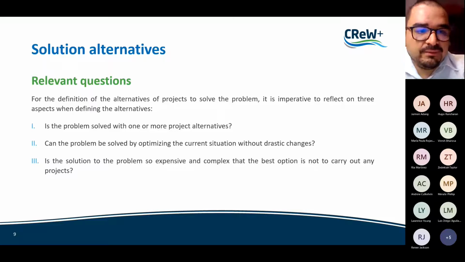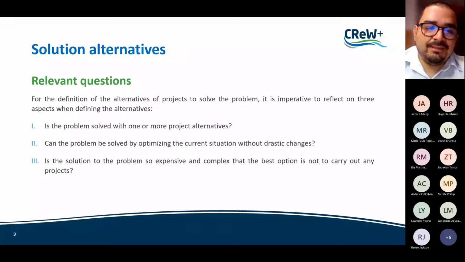Well, we have these three relevant questions. Again, is the problem solved with one or more project alternatives? For example, if we are talking about poverty, that is a multidimensional problem. It is impossible to design one project that will solve all the alternatives, right? We maybe are going to need a project portfolio in this case. Can the problem be solved by optimizing the current situation without drastic changes? For example, not building a new aqueduct, but just refreshing the actual infrastructure. And is the solution to the problem so expensive and complex that the best option is not to carry out any project? If it is very expensive, maybe we are going to have problems in the future in the execution.